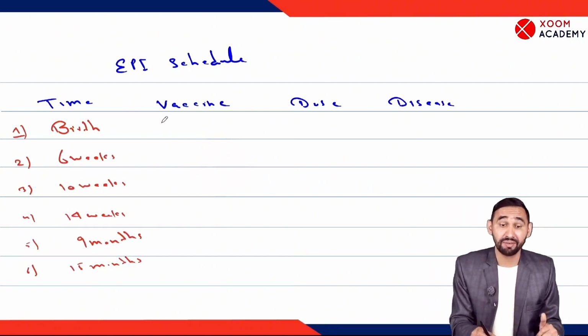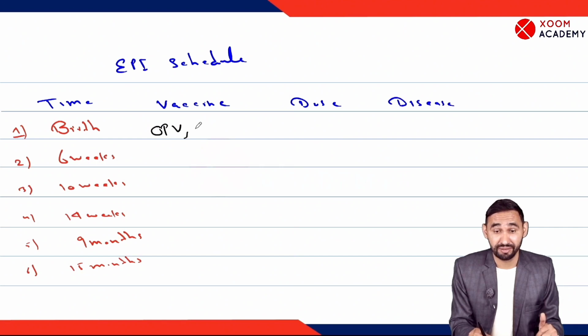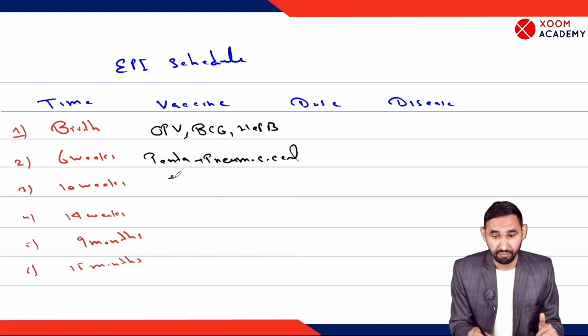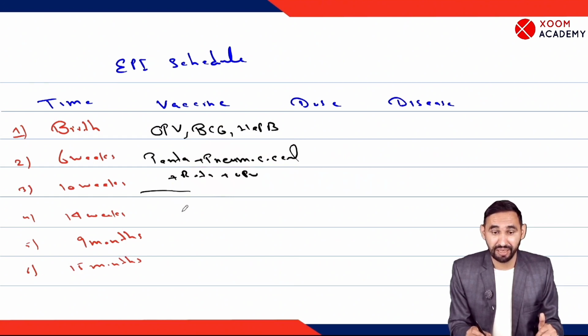Which vaccines are given at birth? Polio is mandatory. It is given till the age of 5 years. There is BCG vaccine. Some districts have hepatitis B vaccine. At 6 weeks, you remember pentavalent, plus pneumococcal, plus rota, plus oral polio vaccine. The same is repeated at the age of 10 weeks. In 14 weeks, there is one change.